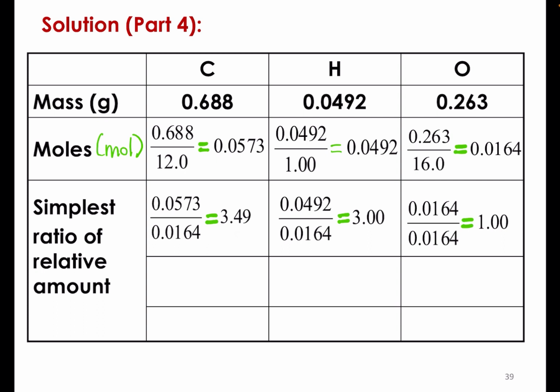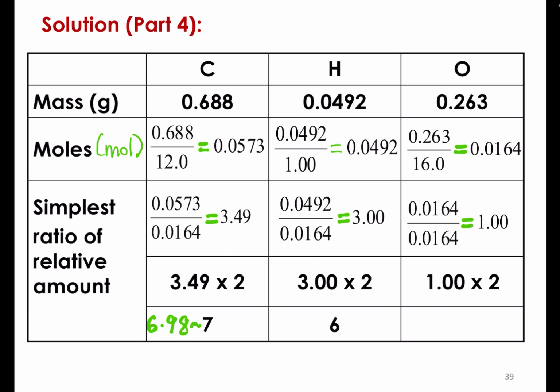So dalam kes ini, saya memang akan dapatkan hydrogen saya 3 and 1 as my value. But bila kita times carbon sahaja, semua perlu times with factor number. So for carbon, I times with 2. Hydrogen, I times with 2. And oxygen times 2. So what we'll do now, saya akan dapat 7 untuk carbon, which in this case sebenarnya nilai dia adalah 6.98, approximately 7. And then untuk hydrogen I will have 6 and oxygen I will have 2.